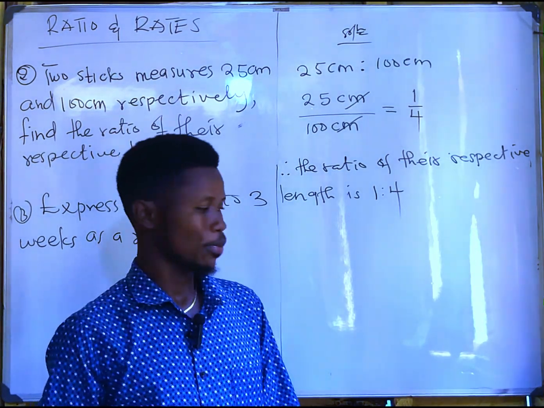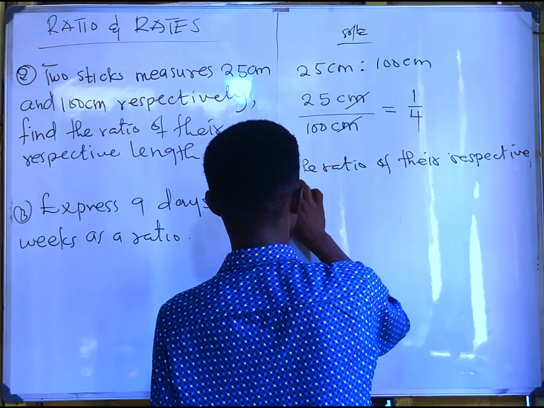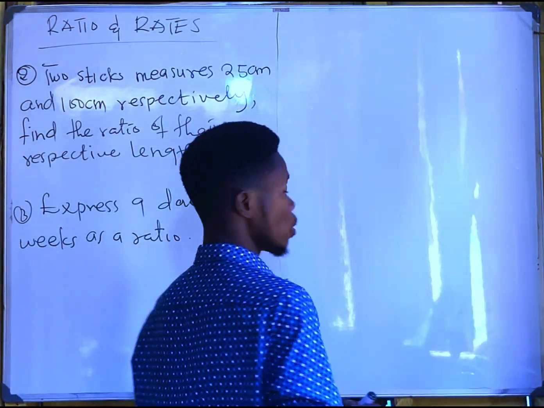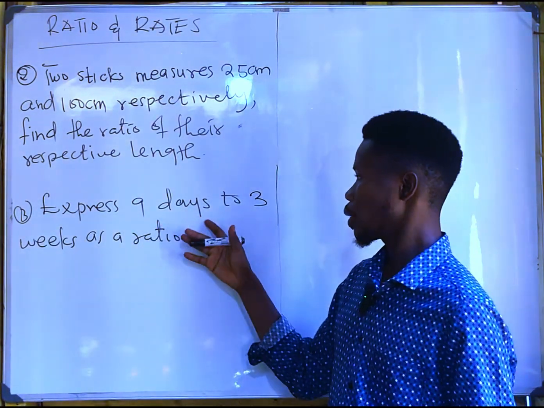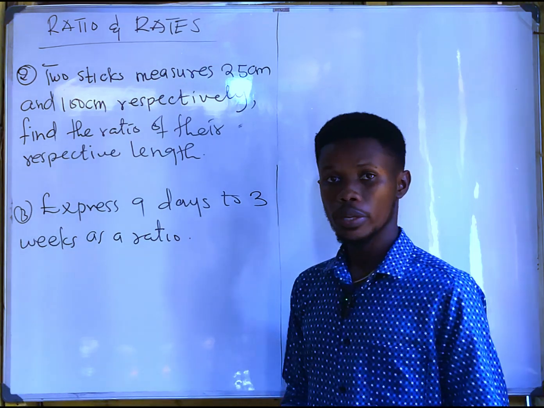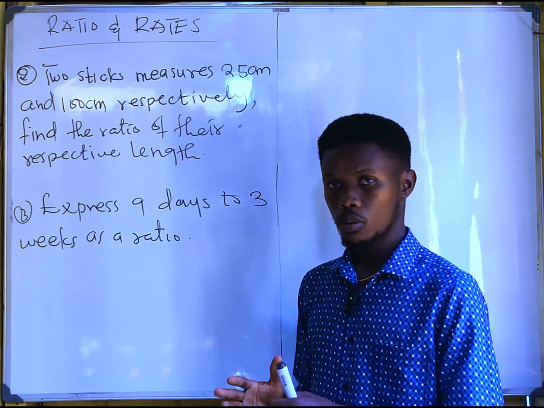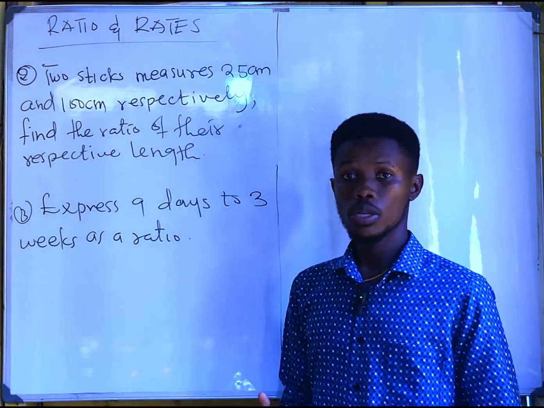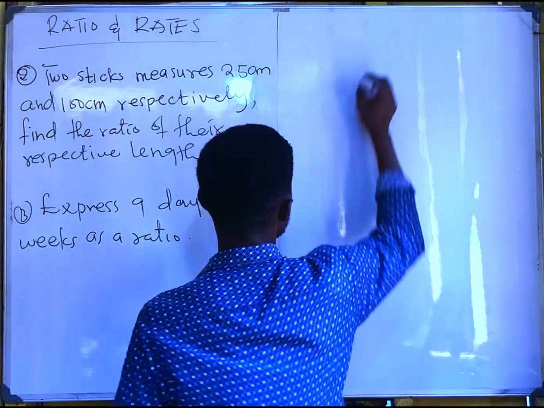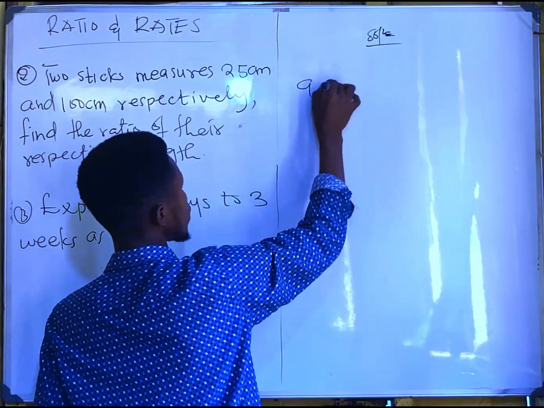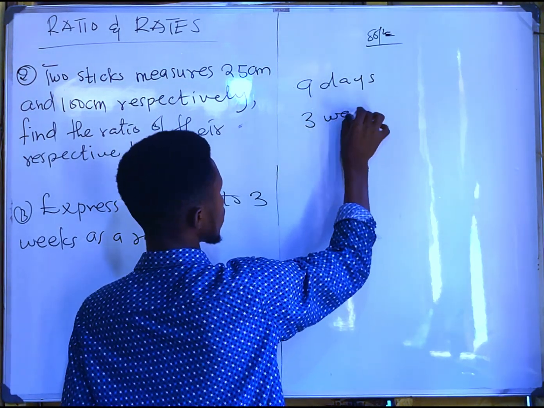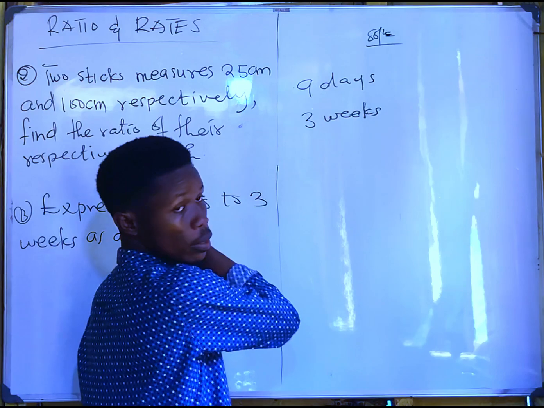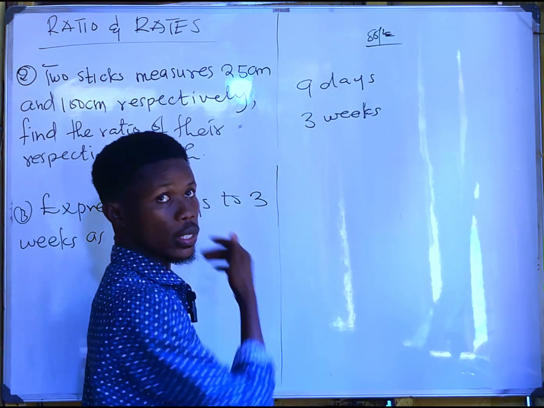Now let's look at the third example. You have to express 9 days to 3 weeks. You could see that one is in days, one is in weeks. So there's a need to convert one of them to either days or weeks. Is that okay? But which one will be so simple? It will be very simple to convert the weeks to the days. So that's what you're going to do. We have 9 days, then we have 3 weeks. I want to convert the weeks to the days so that it becomes very easy for me.